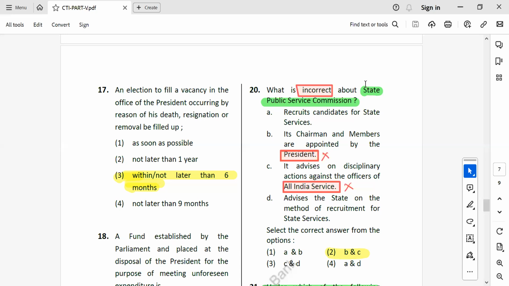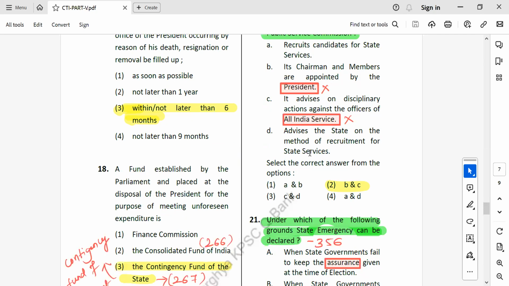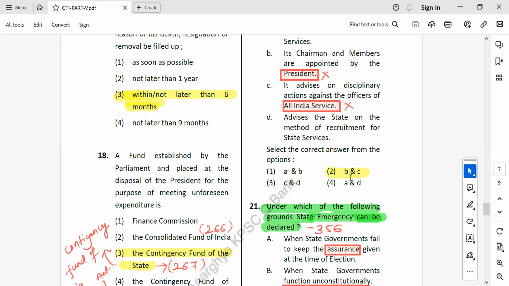So, which is incorrect about the State Public Service Commission. If you read the two statements here: it advises on disciplinary action against officers of All India Service. No, it doesn't do that, because All India Service will be taken care of by UPSC, so our central government. So we can eliminate it. The chairman and members are appointed by the president. No, they are appointed by the governor. So this is incorrect, and the rest you can eliminate and arrive at the answer.